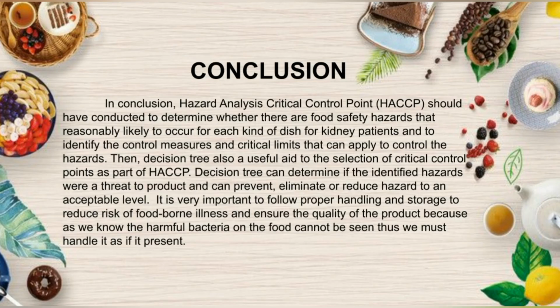So, in conclusion, hazard analysis critical control point HACCP should be conducted to determine whether there are food safety hazards that are reasonably likely to occur for each kind of dish for kidney patients, and to identify the control measures and critical limits that can apply to control the hazards. Then, the decision tree is also a useful aid to the selection of critical control points as part of HACCP. The decision tree can determine if the identified hazards are a threat to the product and can prevent, eliminate, or reduce the hazard to an acceptable level. It is very important to follow proper handling and storage to reduce the risk of foodborne illness and ensure the quality of the product, because, as we know, the harmful bacteria on the food cannot be seen.